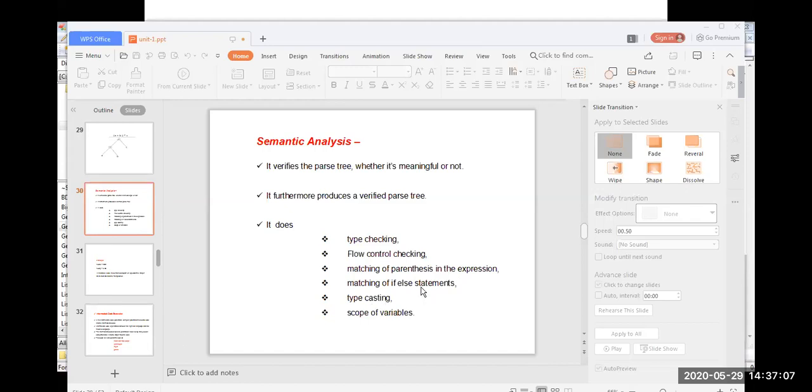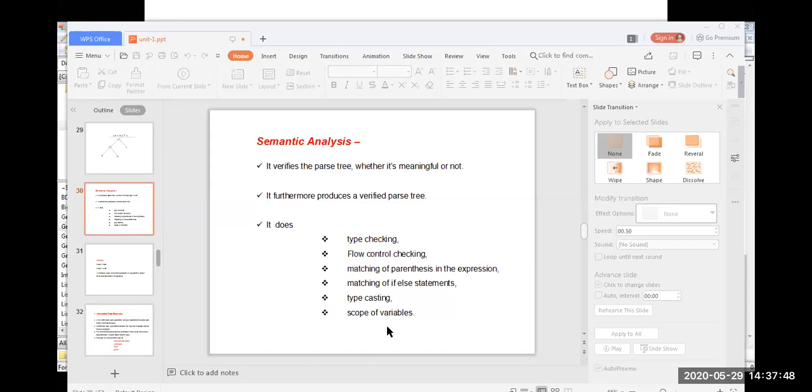Matching of if-else statements. When we are writing if-else statements, it will verify the matching. For every if, when I am writing nested if-else or nested else if, it will verify whether the if-else statements are meaningfully matched or not. Next, sometimes if required, it will go for typecasting. I will show you this example also. Typecasting is changing the data type of the variables. Next, identifying the scope of the variables. We declare a variable somewhere and use it somewhere. It will verify the scope of the variables, whether the variables are acceptable in this location or not.